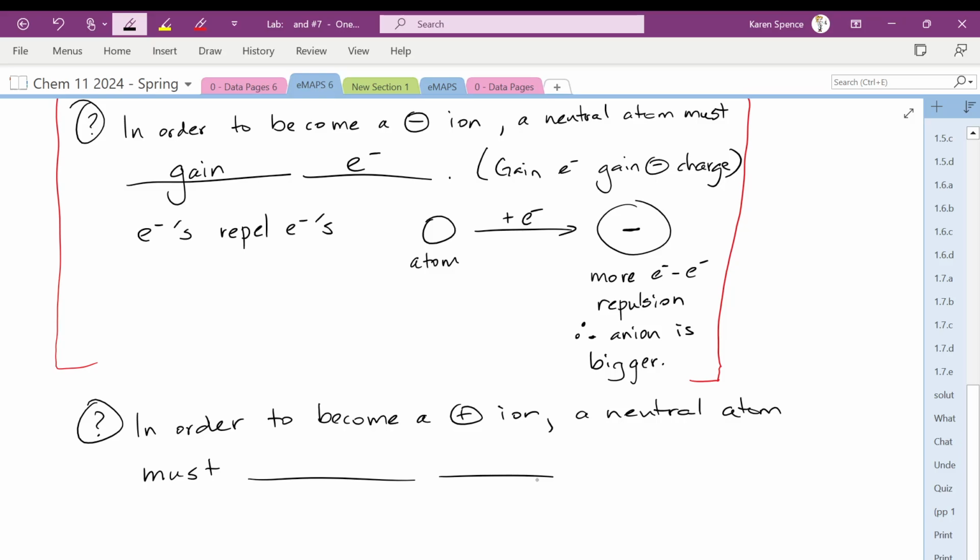Chat with your neighbor about that. In order to become a negative ion, a neutral atom had to gain electrons. Because gaining electrons have a negative charge, that made it negative. What do we do to become a positive ion? Lose electrons.